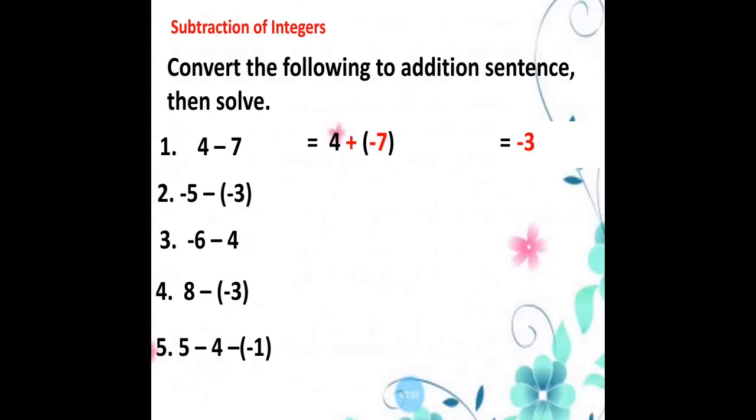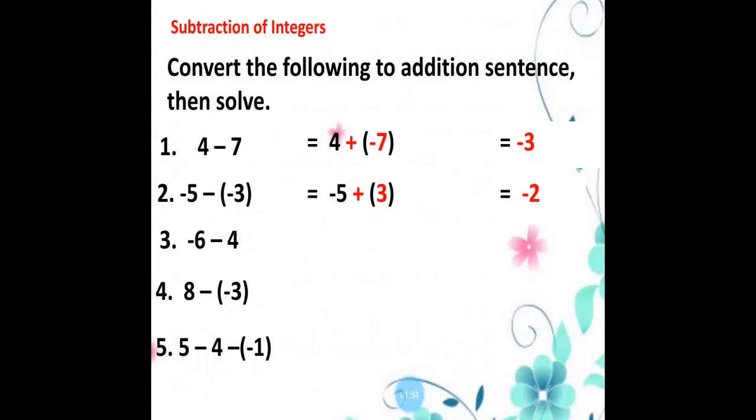Next, for number 2, we are going to copy negative 5. Then we are going to change it into addition. Then we are going to change negative 3 into its opposite, which is 3, right? So that is negative 5 plus 3. Then we are going to add different sign numbers, so we are going to follow the rules. That would be negative 5 plus 3 is equal to negative 2.